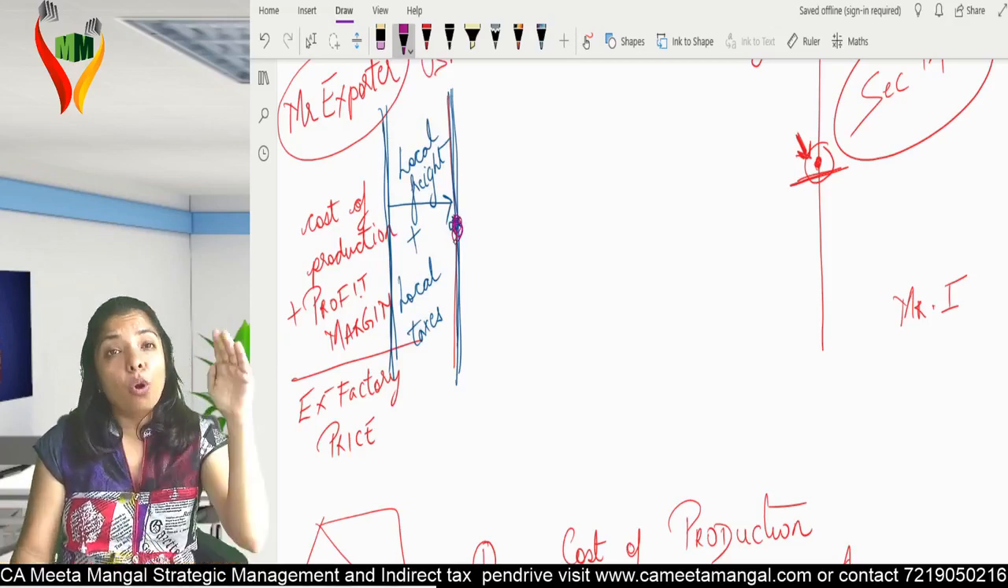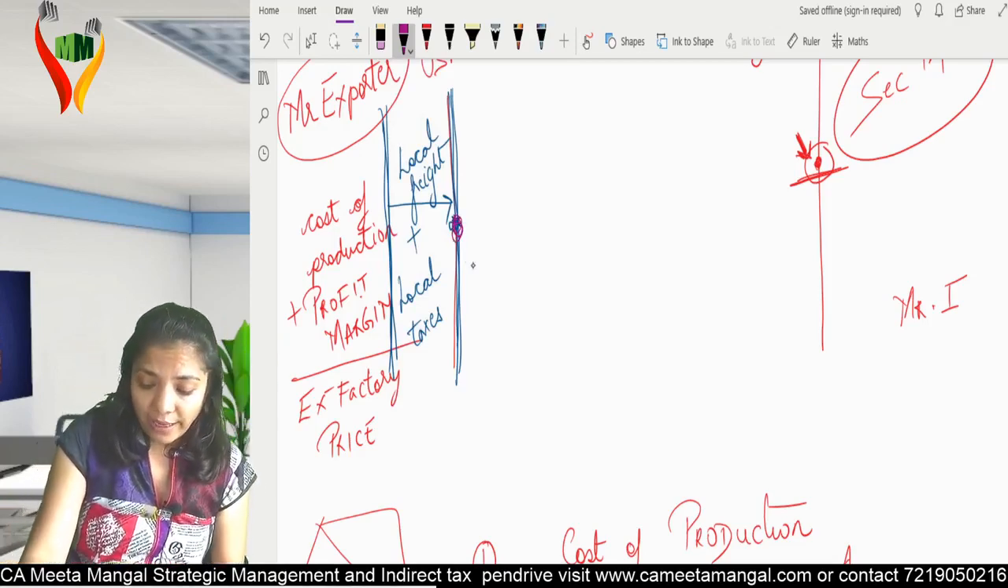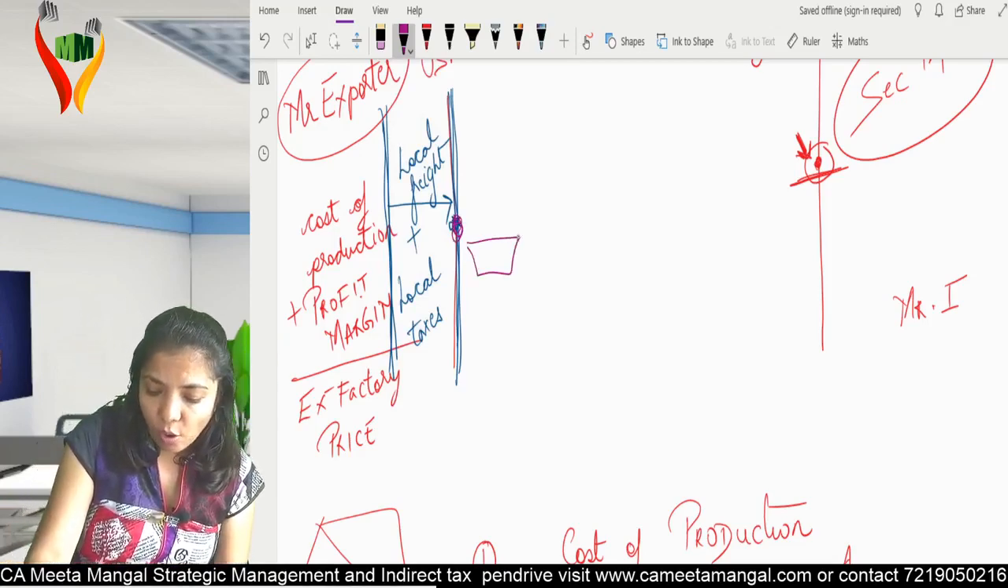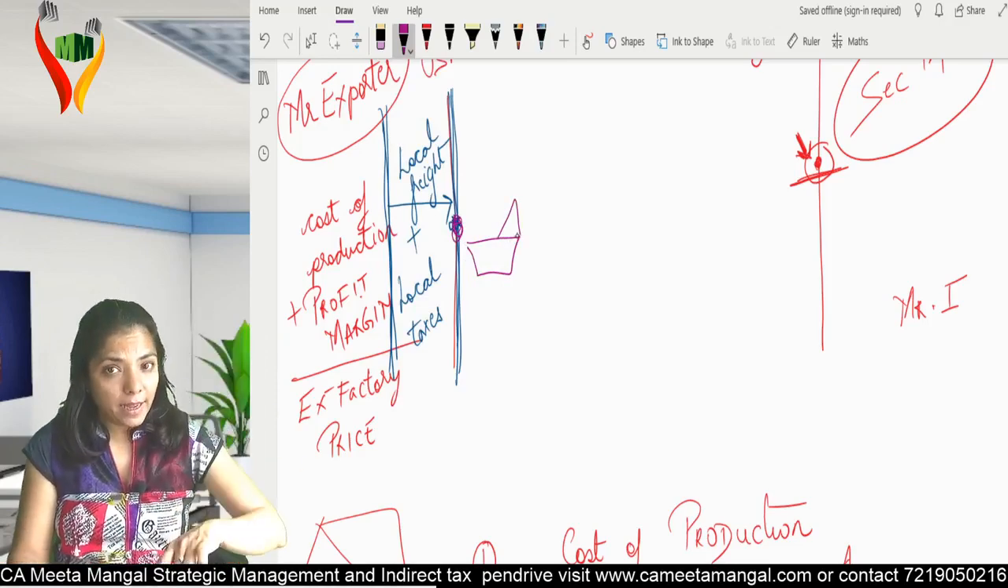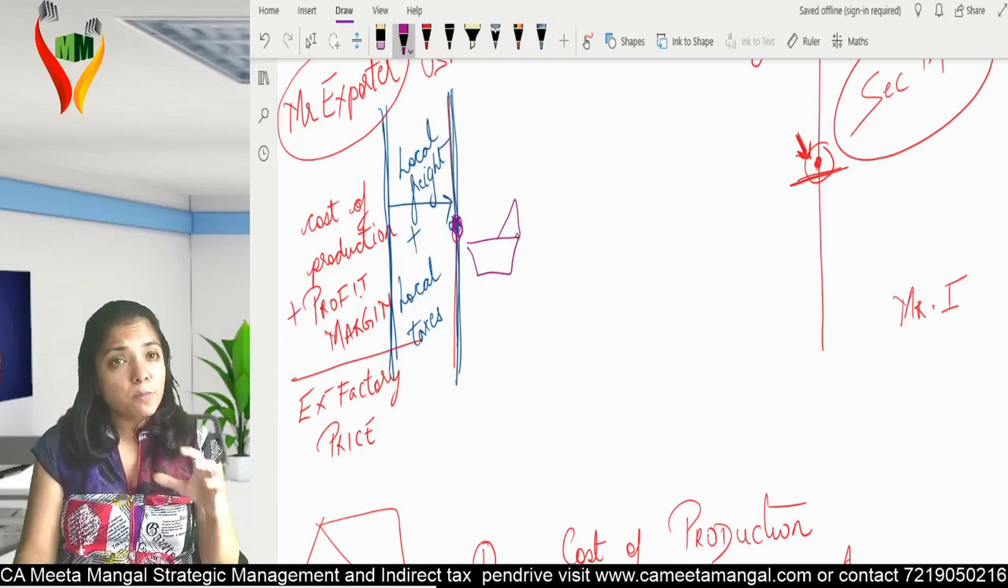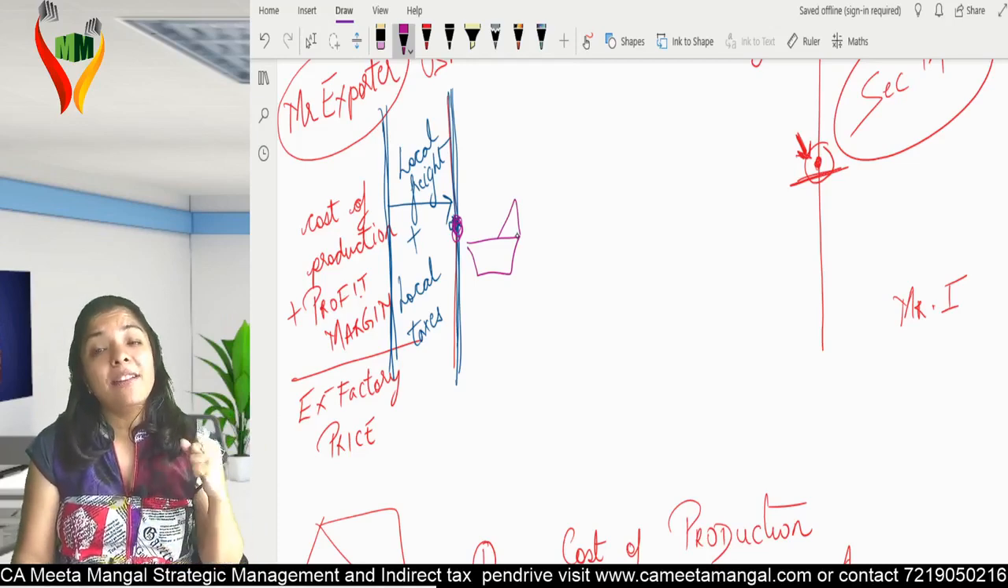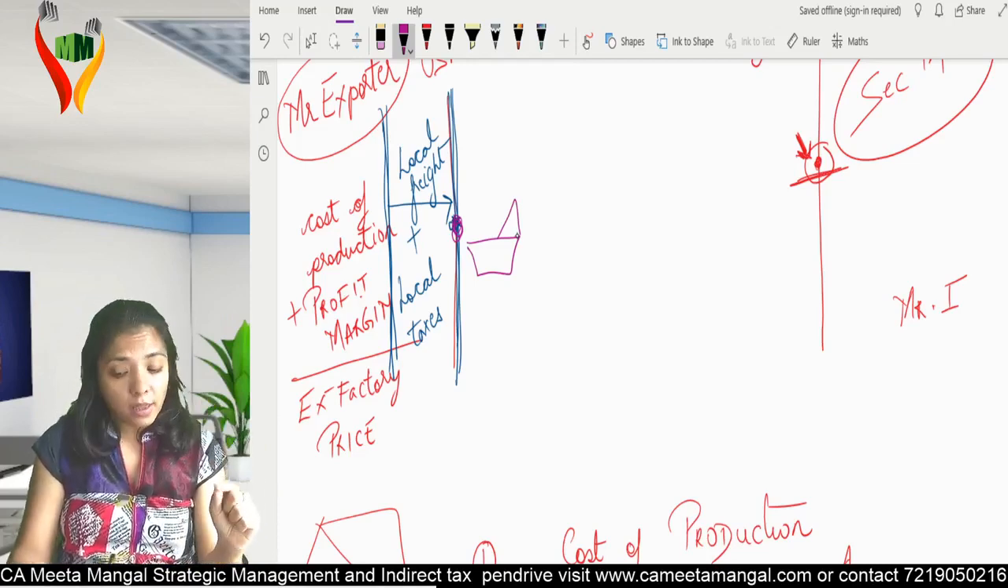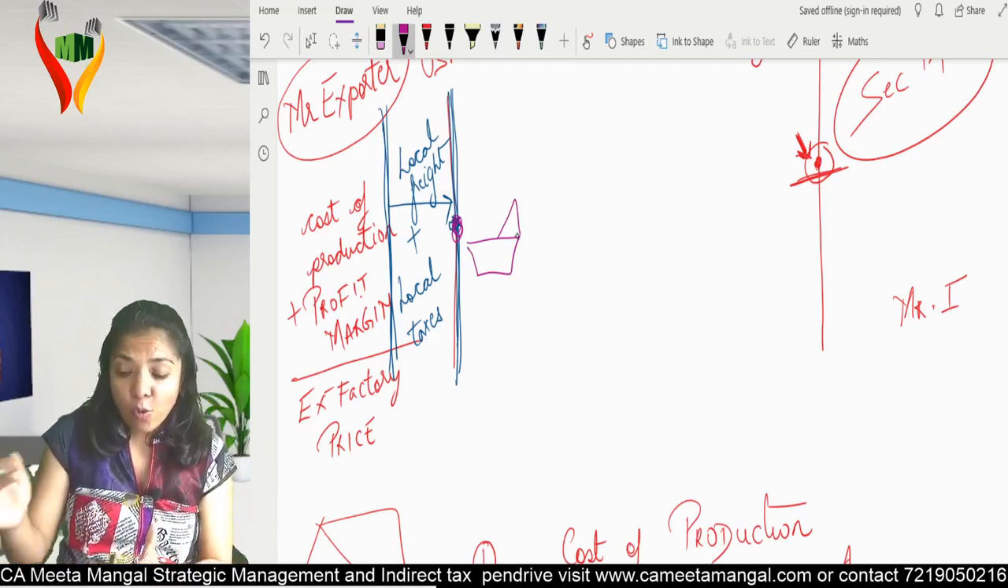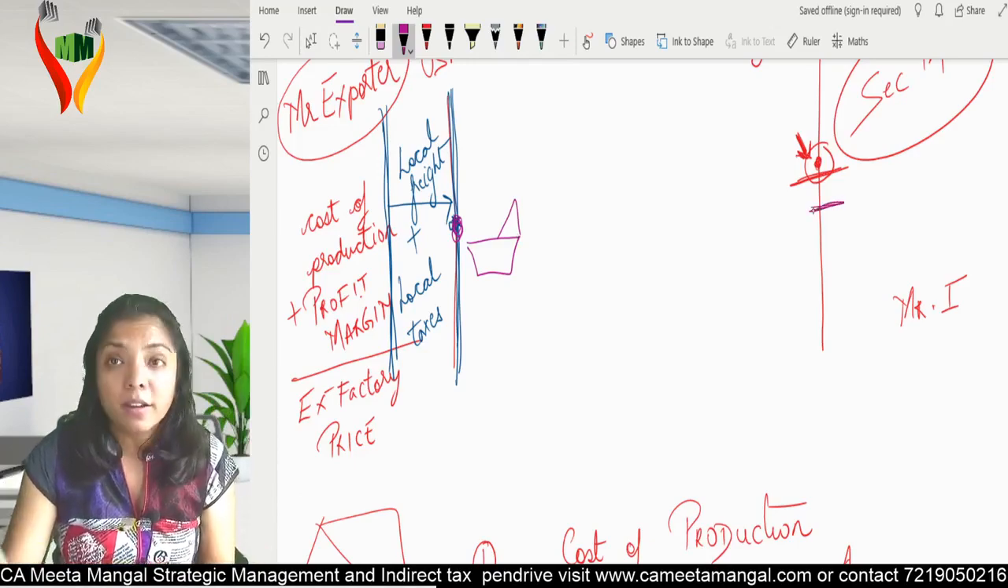I need to load it on the vessel. What do I need to do? I need to load it on the vessel. Loading has to be done, and if there is some export duty, the exporter will even have to pay that export duty. So, whatever I'm going to pay, I'll have to add it because I want the value over here.